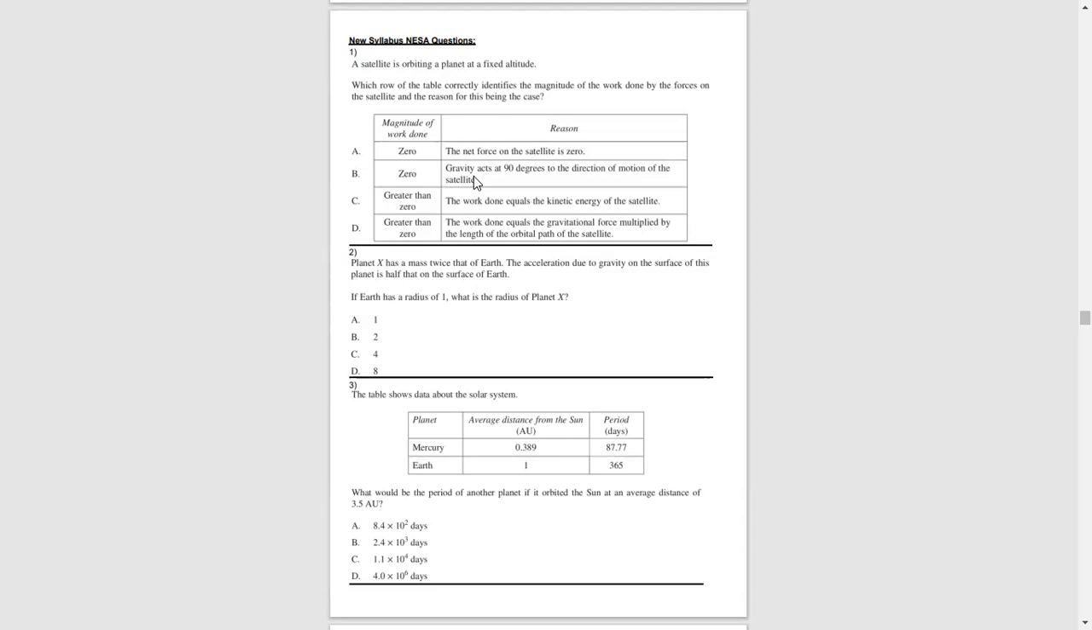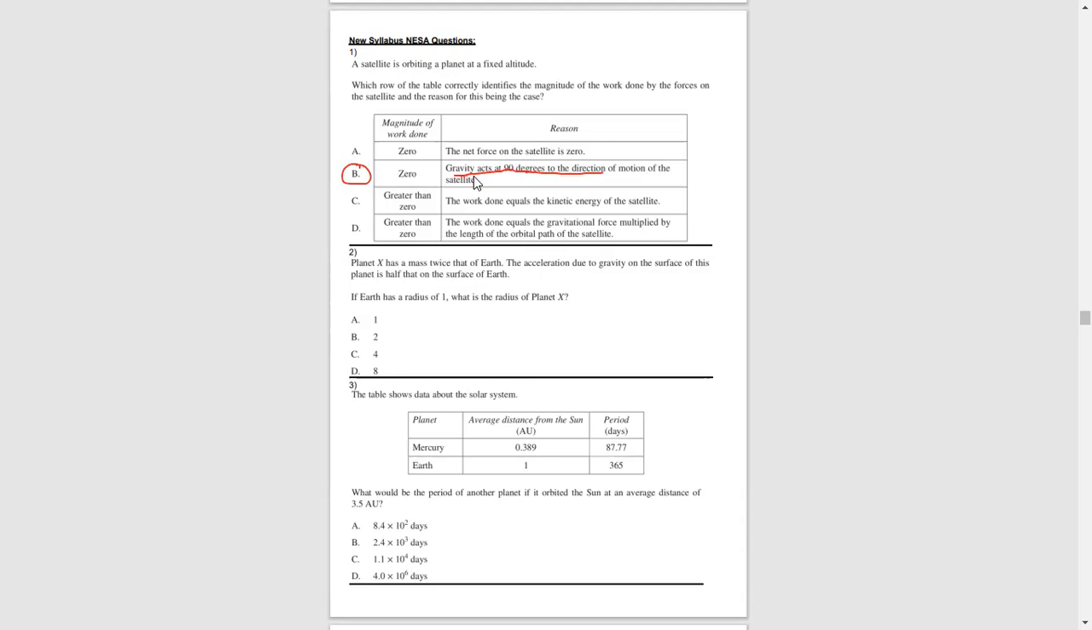The answer will be B. There is a force acting on the satellite, but remember, work equals force times displacement from your Year 11, but it's the force that is parallel to the displacement. Because your velocity is tangential, and gravity is always acting at 90 degrees to it, the horizontal component is 0 times the displacement, so it's always 0. That's why in perfect circular motion, you're never doing any work on the projectile.